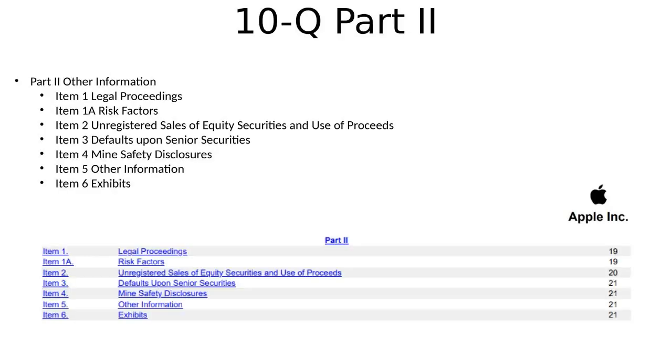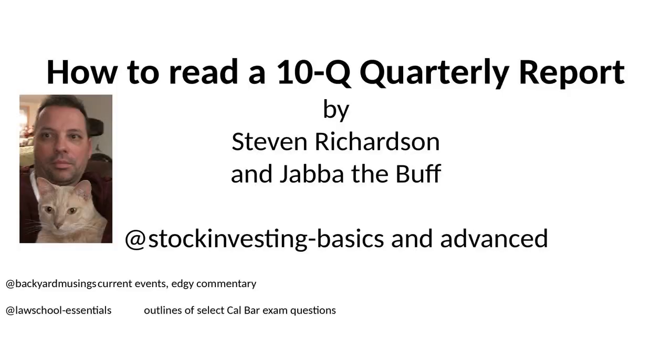Okay, then there's a second part of the 10Q, and it's legal proceedings, risk factors, unregistered sales, defaults, mine safety disclosures if you happen to be a mining company, other information, and exhibits. The exhibits would have the full-blown accounting practices and GAAP and that kind of stuff. I'm not going into detail on that in this slide presentation.